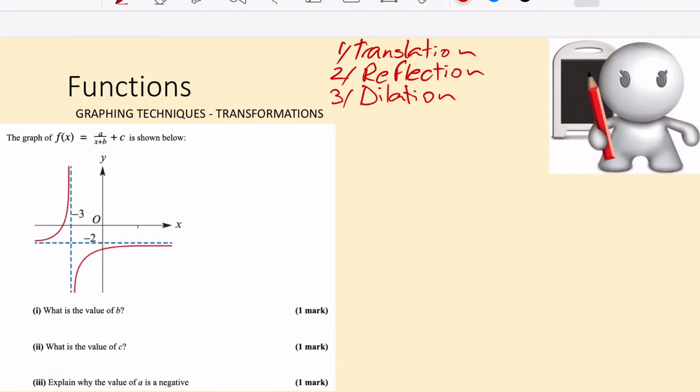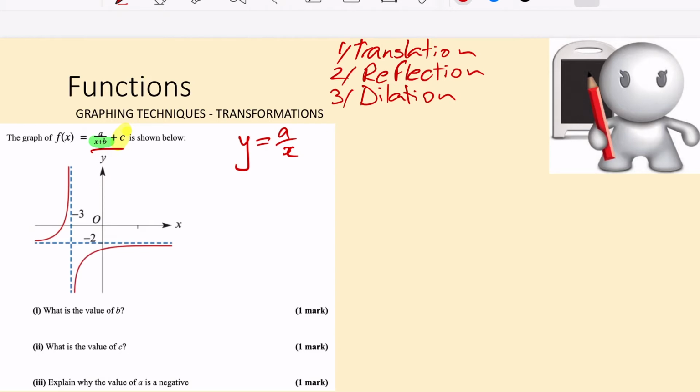All right, let's start. So we have a graph of a function and we've been given its formula. Now straight away we need to recognize that it's going to be a hyperbolic function, because a hyperbolic function is in the form of a over x. All right, and what we also need to recognize is that this plus c here is my vertical translation, and this denominator over here accounts for my horizontal translation. Okay, so first question, what is the value of b?